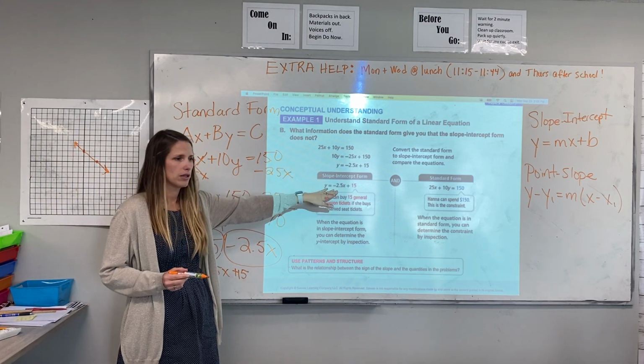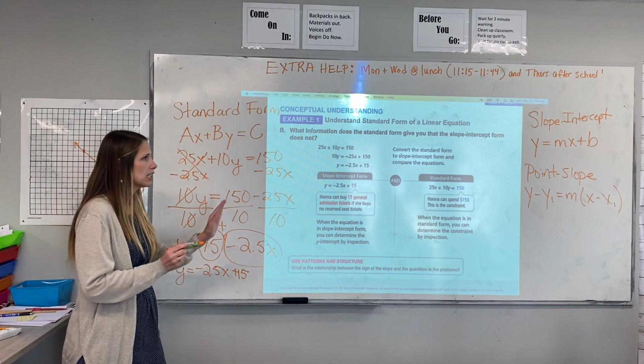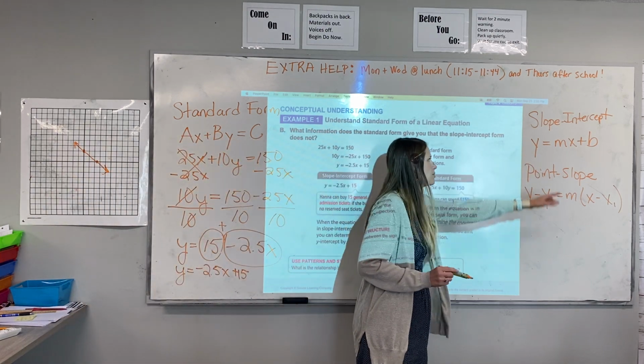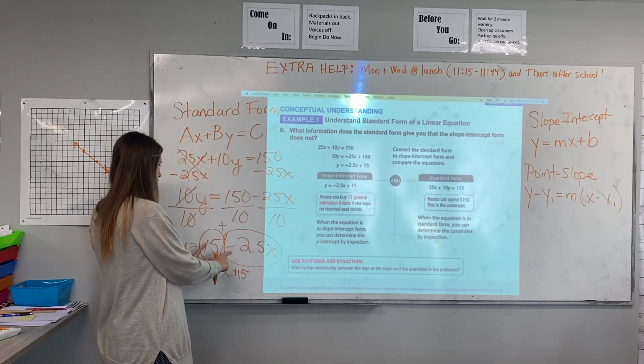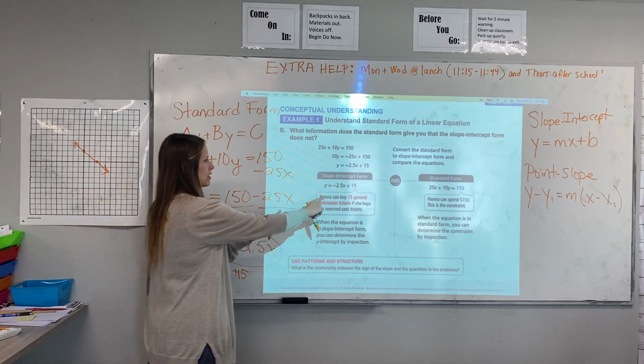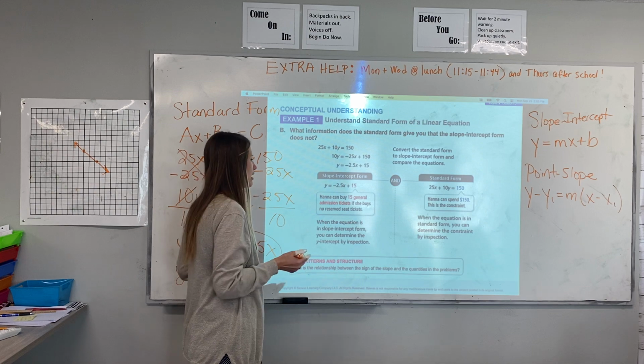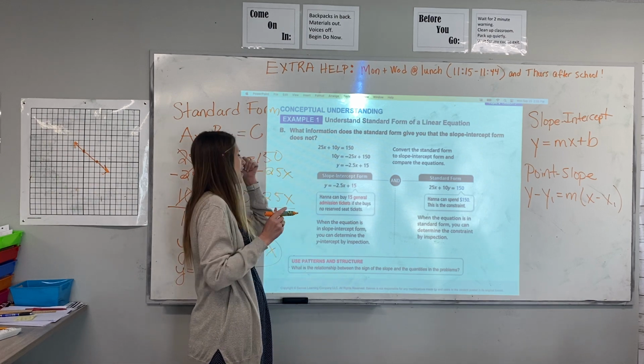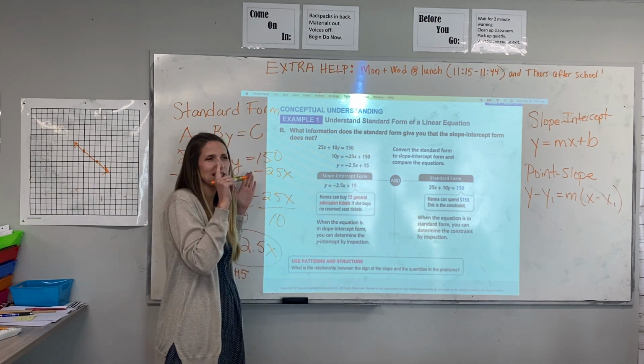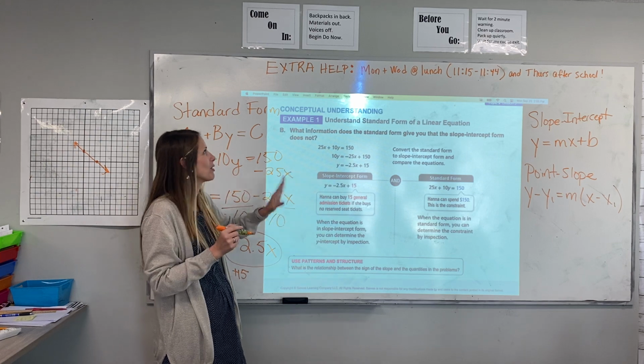Do you have to switch those? If you want to put it into perfect slope intercept form, yes, because your x term needs to be first. It's just the way to write it. I was about to say the standard form, but that's actually this. It's the standard way to write slope intercept form, not the standard form.